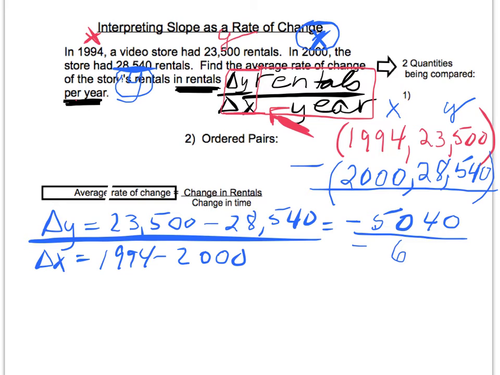So when I resolve this fraction, negative divided by negative, it's positive 5,040. I would like you to go off on the side of your paper and do that division. Stop the video. Go do that division by hand. You will get an even integer. You should have gotten 840. Now we need to put a label on this. This is a real world problem. Rentals per year.